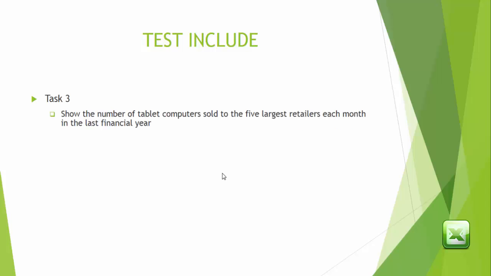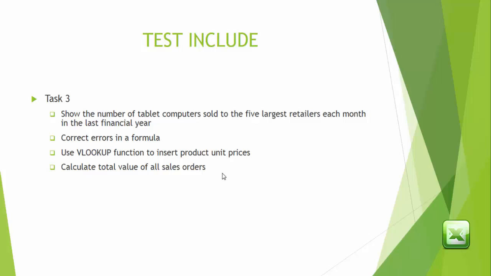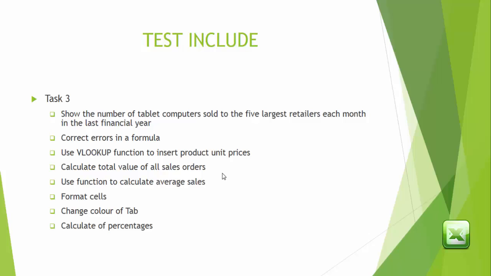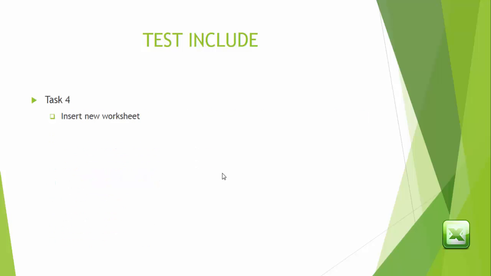Task 3. Show the number of tablet computers sold for the 5 largest retailers each month in the last financial year. Correct errors in the formula. Use the VLOOKUP function to insert product unit prices. Calculate the total value of all sales orders. Use a function to calculate average sales. Format cells. Change the color of the tab. Calculate percentages. Use the IF function. Task 4. Insert a new worksheet. Create a pivot table.